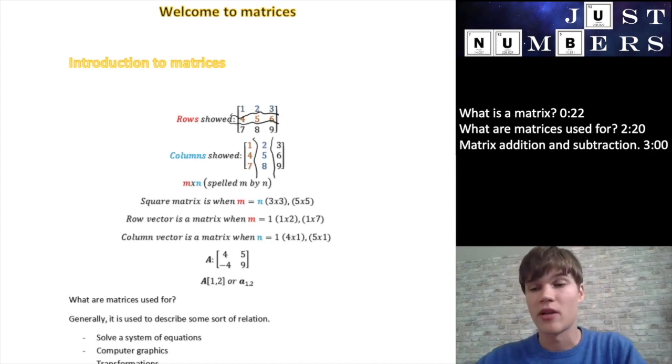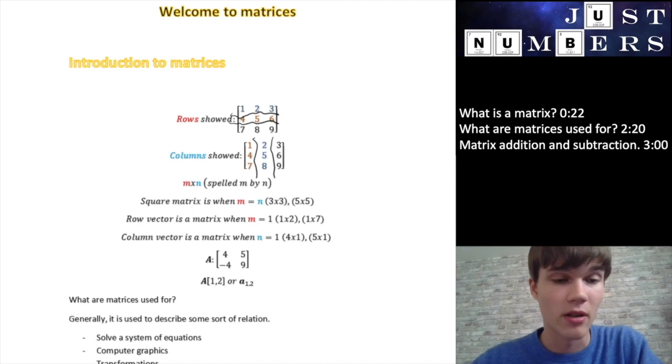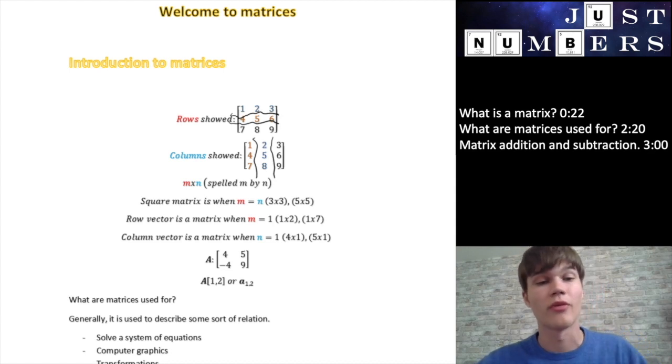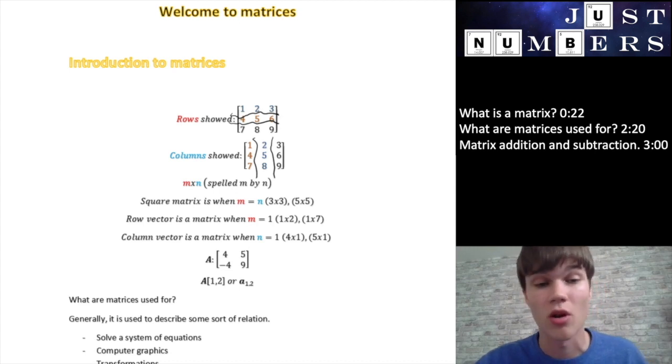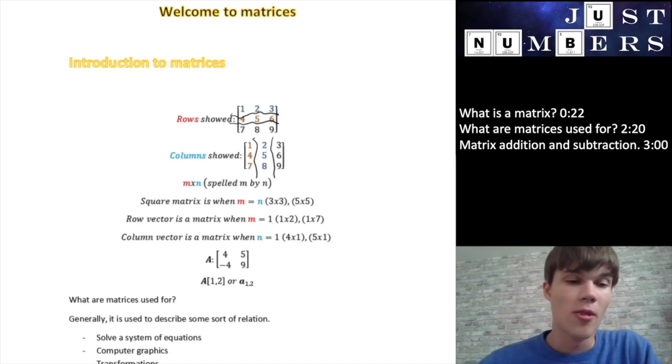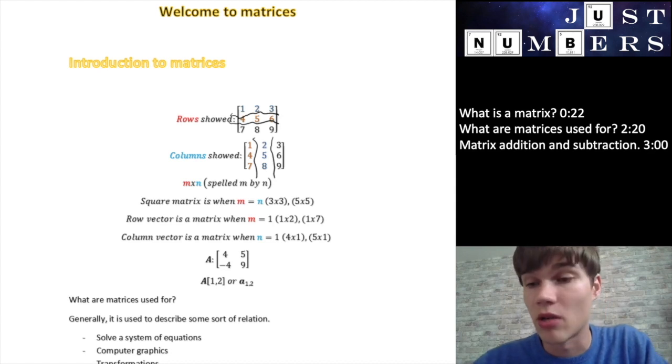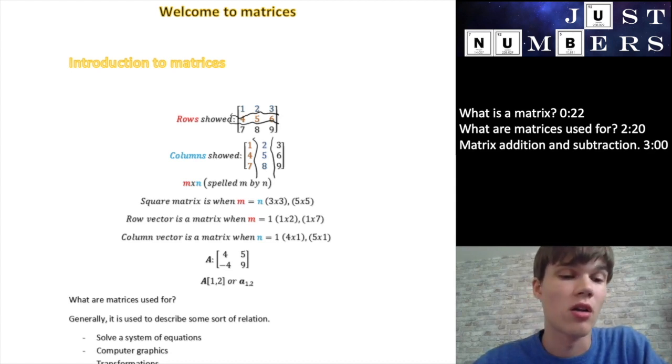Okay, so when you write matrices down, you write them as M by N. M stands for the amount of rows and N stands for the amount of columns. For instance, this matrix has 1, 2, 3 rows and 1, 2, 3 columns. So it's a 3 by 3 matrix, also called a square matrix, because a square matrix is when M is equal to N. It's also worth knowing that a row vector is a matrix when M is equal to 1, and a column vector is a matrix when N is equal to 1.